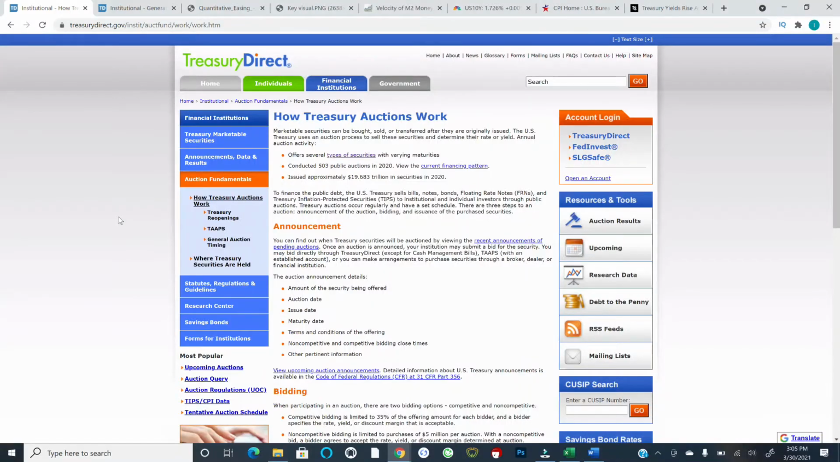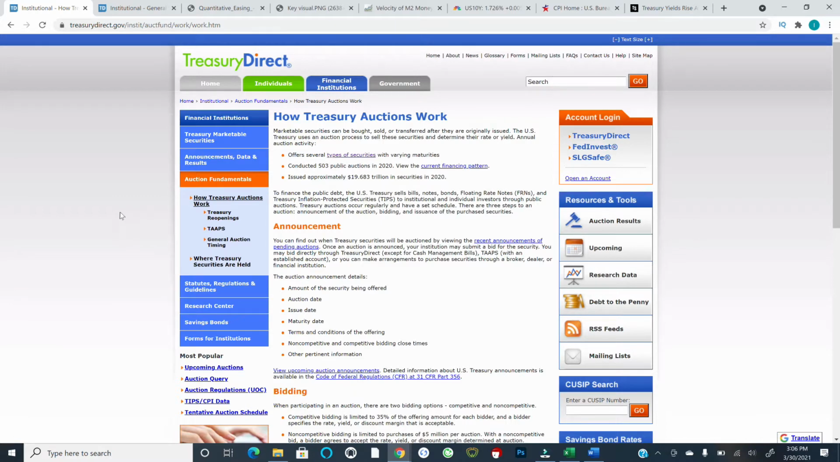Let's dive into how Treasury auctions work. I've come over to treasurydirect.gov. And I'll link this and others in the description down below. Again, this is kind of US centric, but structurally works very similar in most other nations.